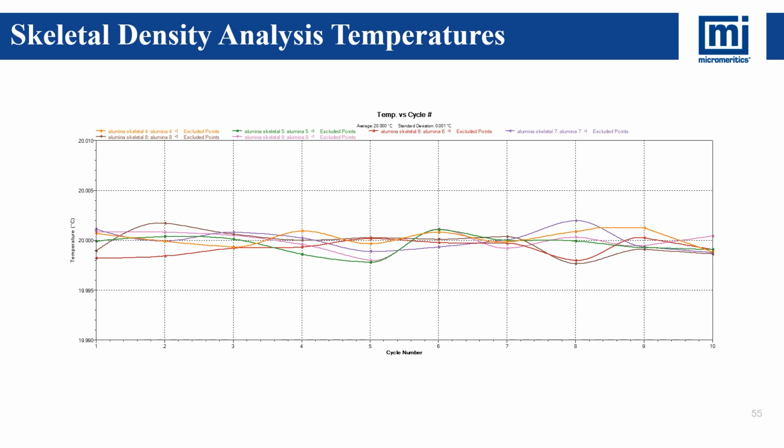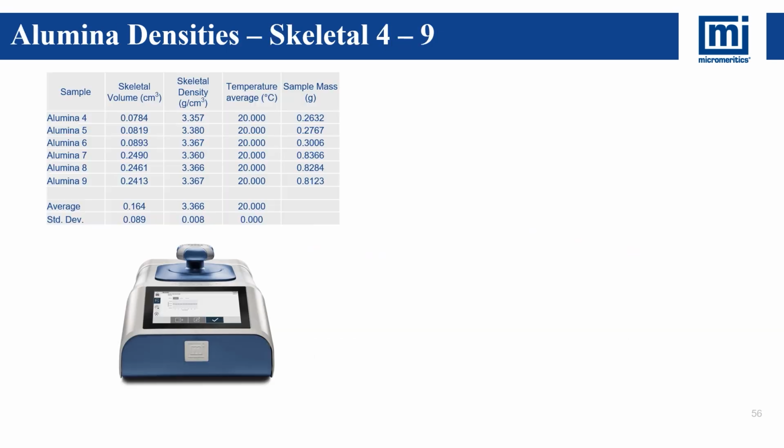All right, let's look at a summary of the skeletal density results then for samples 4 through 9 as determined using the AccuPyc 3. We see here in the first column the sample identifications. We see in the next column their volumes, and we see that grouping that was obvious from the plots that we saw. But if you look at the third column there, skeletal density, we'll see that all of them were very, very close in value.